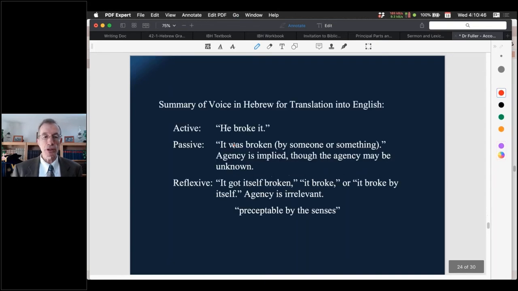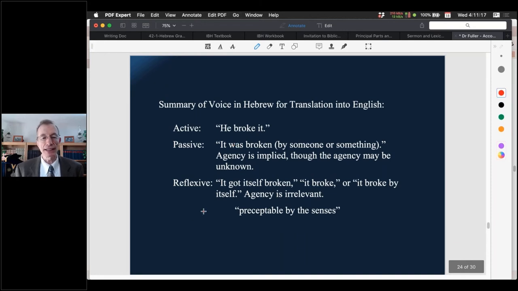Let me see, do I have any more there? Okay, so let me give you a summary real quick. So the active: he broke it. And the passive: it was broken by someone or something. Agency is implied, though the agency may be unknown. Context could tell you what it is. We'll talk about a divine passive. Yes, we know who it is, but the passive itself is hiding it, even though the context may not be hiding it, okay?